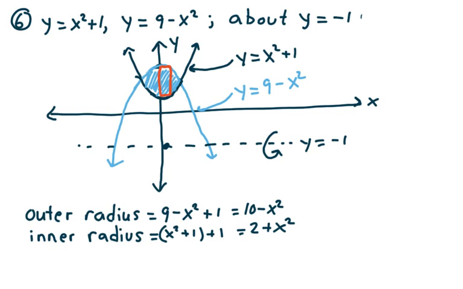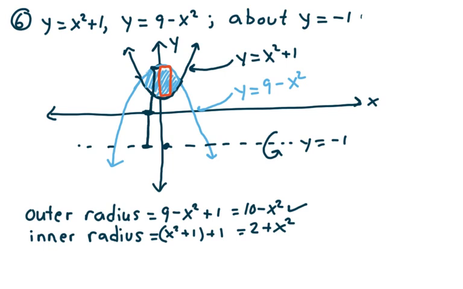we're going to use the disc washer method to calculate the volume. Now, in order to do that, we need to find the outer radius and we need to find the inner radius. So to get the outer radius, the distance from that top function to the x-axis is 9 minus x squared. The distance from the x-axis to the line y equals negative 1 is 1. So the outer radius will be 9 minus x squared plus 1, which is 10 minus x squared.